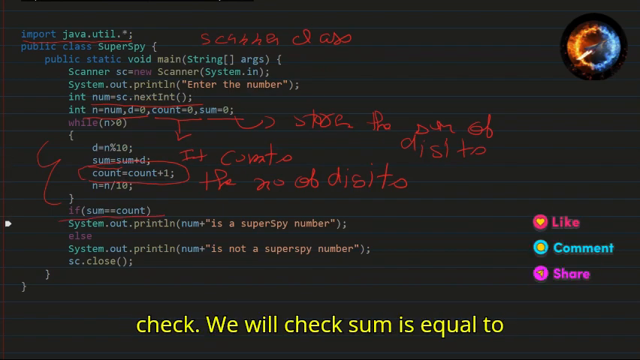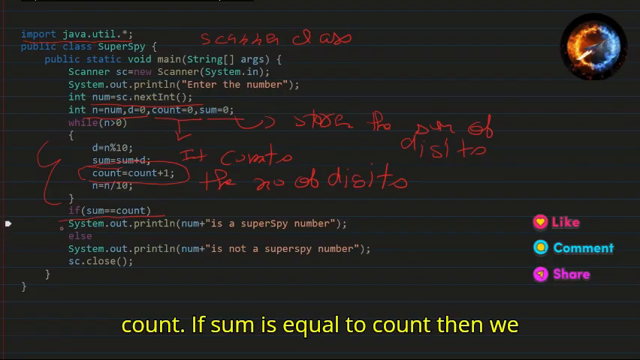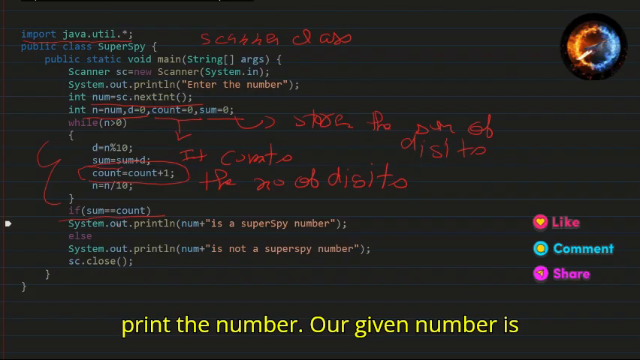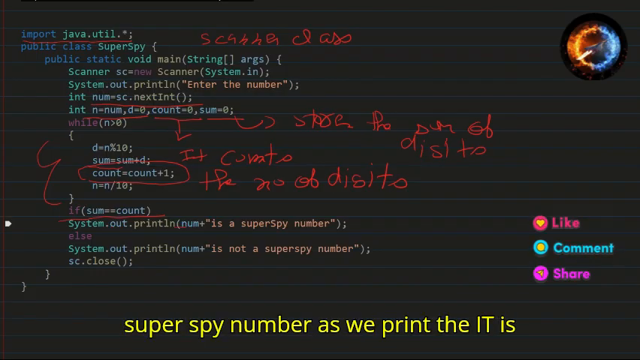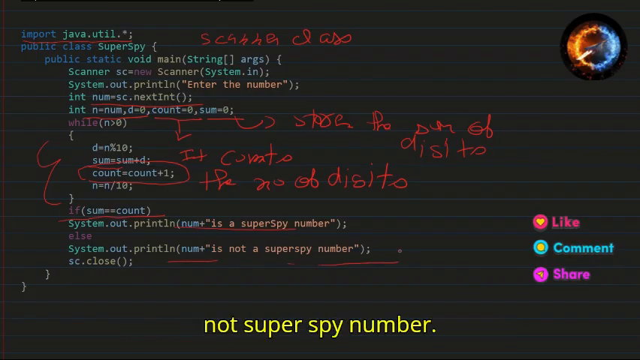In this check, we will check if sum is equal to count. If sum is equal to count, then we print: our given number is a super spy number, else we print: it is not a super spy number.